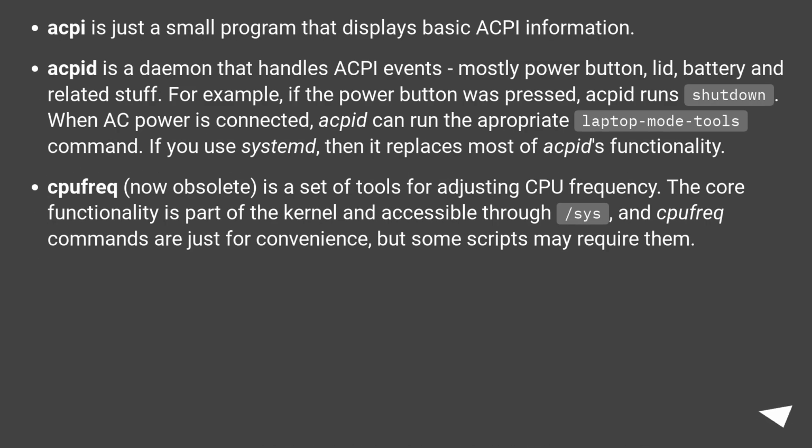acpi is just a small program that displays basic acpi information. acpid is a daemon that handles acpi events, mostly power button, lid, battery and related stuff. For example, if the power button was pressed, acpid runs shutdown. When AC power is connected, acpid can run the appropriate laptop mode tools command. If you use systemd, then it replaces most of acpid's functionality.